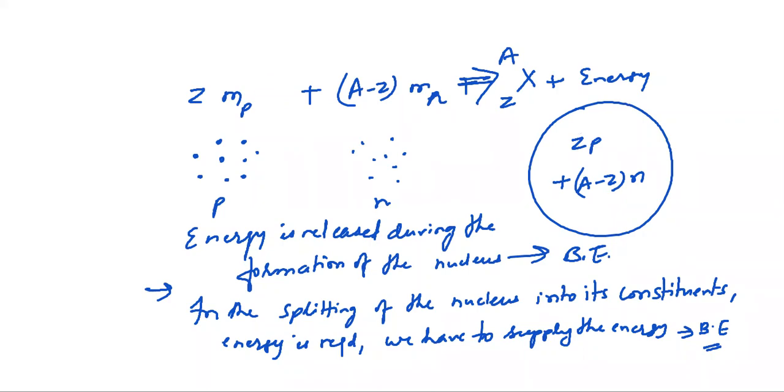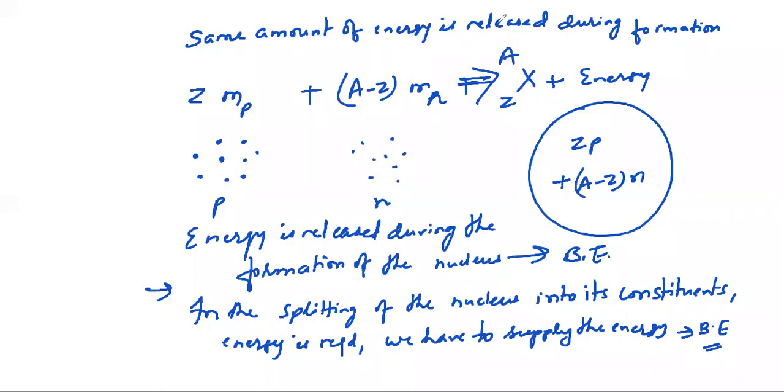All right. So this is a very important point: the energy that is released during the formation of this nucleus, the same amount is required to break it. The energy that is released during the formation of the nucleus is also called binding energy, or the energy which is required to break the nucleus into its constituent protons and neutrons is also called binding energy, because the amount is the same. All right.